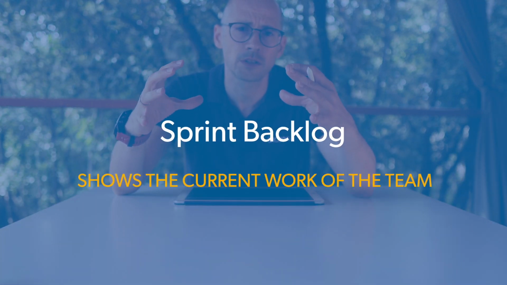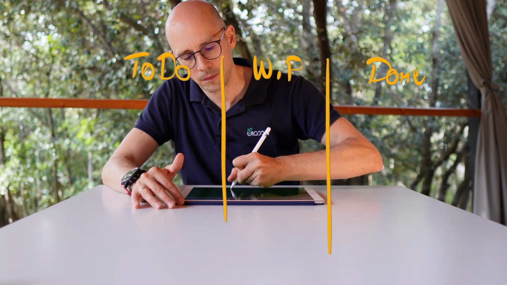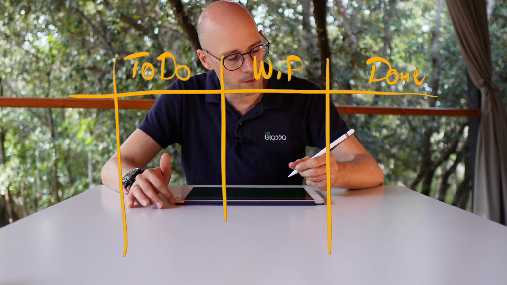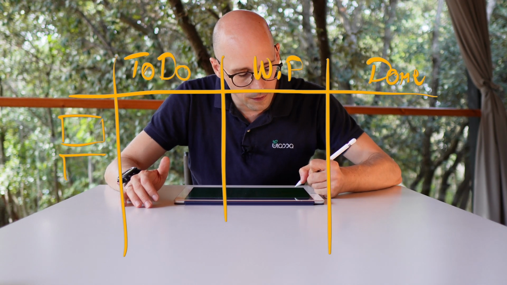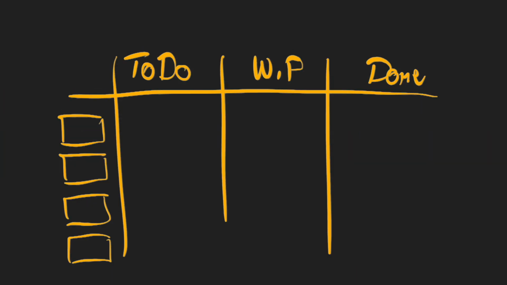So how are backlogs now used? We have different kinds of backlogs, and the first one I want to talk about is the sprint backlog. The sprint backlog shows the current work of the team and where they are. For this we have three different columns, called to do, work in progress, and done. In the most simple version of the sprint backlog, we have the different features in a ranked order, and we place them where they currently are. If we have started, we put them in work in progress. If we haven't started them, we put them in to do. And when we are finished, we put them into the done column.